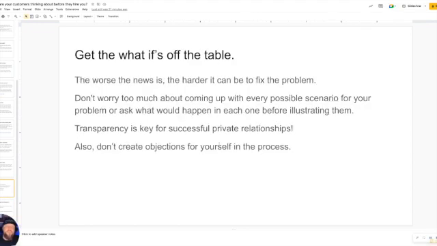My apologies. Get the what-ifs off the table. The worse the news is, the harder it can be to fix the problem sometimes. Transparency is key for success in all these relationships.